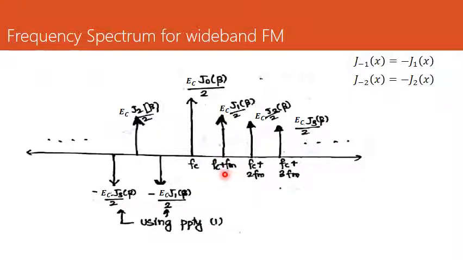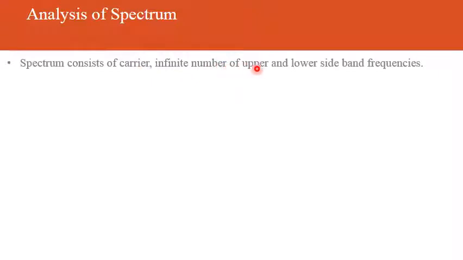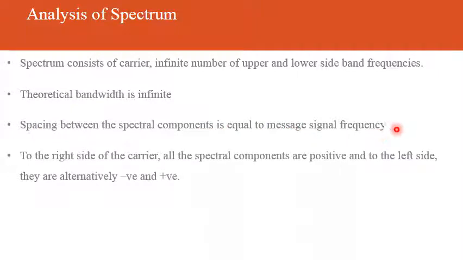At Fc plus Fm the amplitude becomes Ec into J1 of beta by 2. At Fc plus 2 times Fm the amplitude becomes Ec into J2 of beta by 2. So the sides vary from minus infinity to infinity. The spectrum consists of a carrier signal and an infinite number of upper and lower sideband frequencies, so theoretically the bandwidth is infinite. The spacing between the spectral components is equal to the message signal frequency, that is Fm.